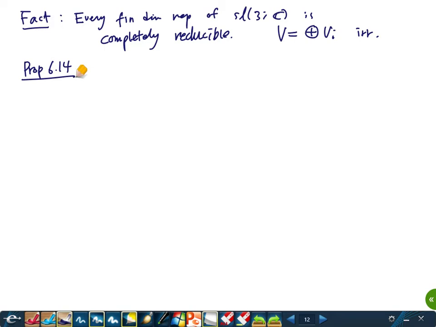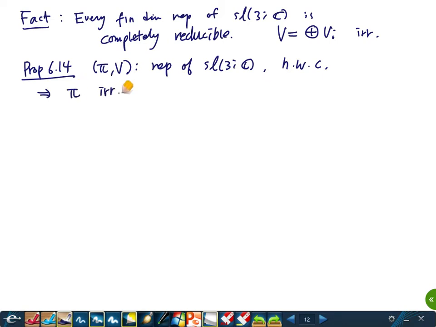So from now on, every representation of SL3 will be completely reducible. So suppose it's a representation of SL3 that is highest weight and cyclic. And then it must be irreducible. So it's kind of the converse of the previous proposition.